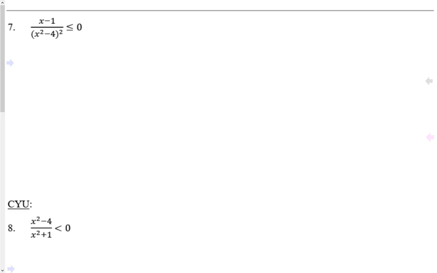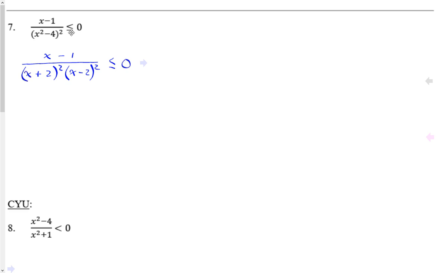But I need to look at where are the zeros in this rational expression and where are the non-permissible values. So let's look at that denominator in factored form. This x squared minus 4 is an x plus 2 times an x minus 2. But they're both being squared because I have x squared minus 4 all squared. So I just squared each factor separately.